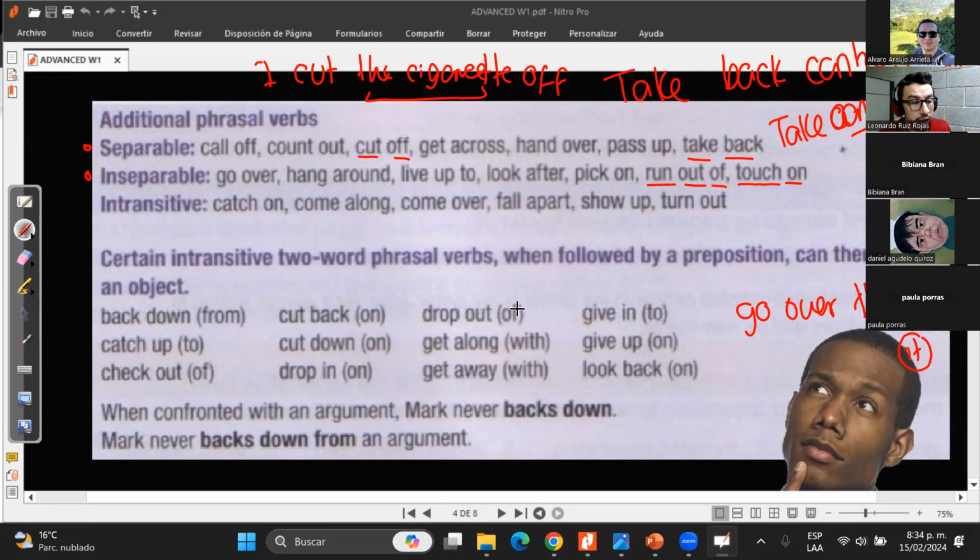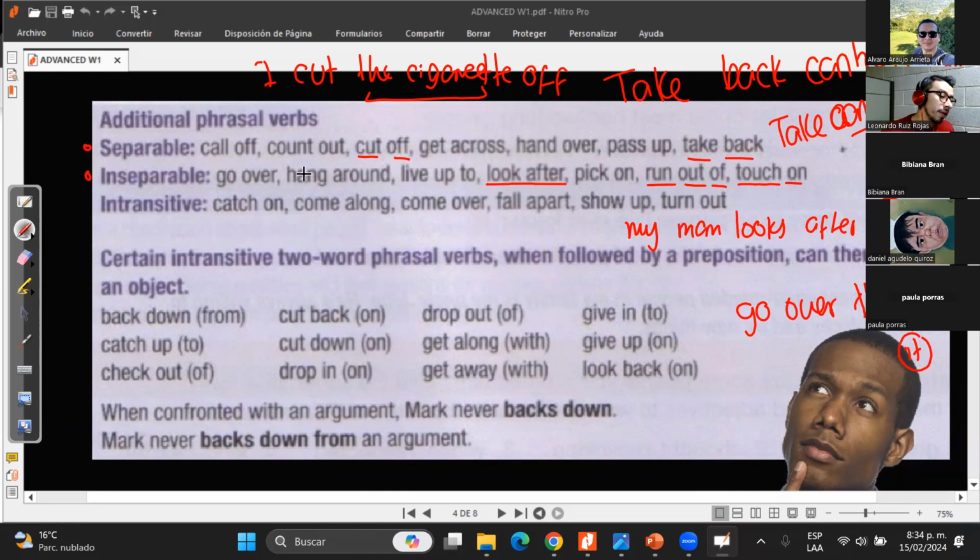So that's it. Or for example, we could say like, look after. My mom looks after me, ¿cierto? Mi mamá, ¿qué? Me cuida, pero yo que soy el objeto, voy siempre al final. ¿Listo? Cuando son inseparables. Ready?